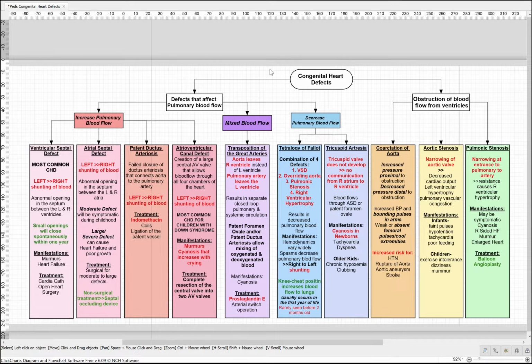So the first thing we are going to start with, over here on the left side of the screen, is the defects that affect pulmonary blood flow. When we're talking about pulmonary blood flow, we are talking about the flow to the lungs. I organized mine into 3 sections.